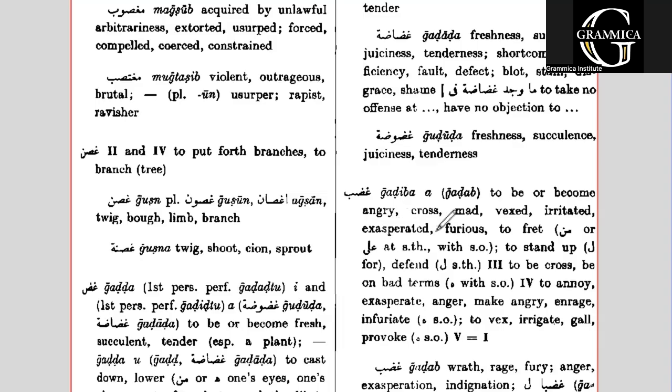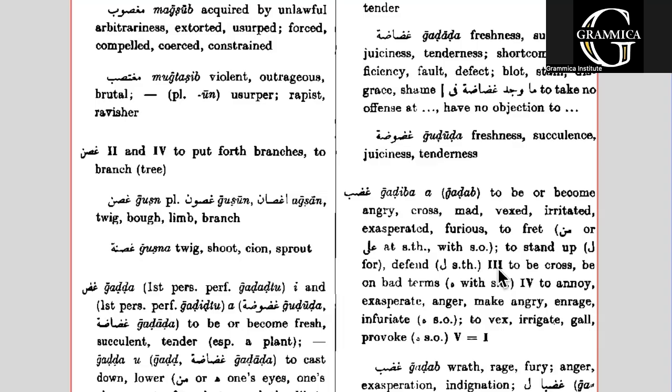Then we see min or ala, something with someone. This means that this fi'l uses the harf jar min or the harf jar ala, and it also has this ha, which is the maf'ul bihi, the direct object. Semicolons indicate a difference in meaning. To stand up for, defend something. To use these words, we use the lam harf jar, and to defend something, use the lam harf jar as well. Roman numerals indicate higher forms, forms 2 through 10.